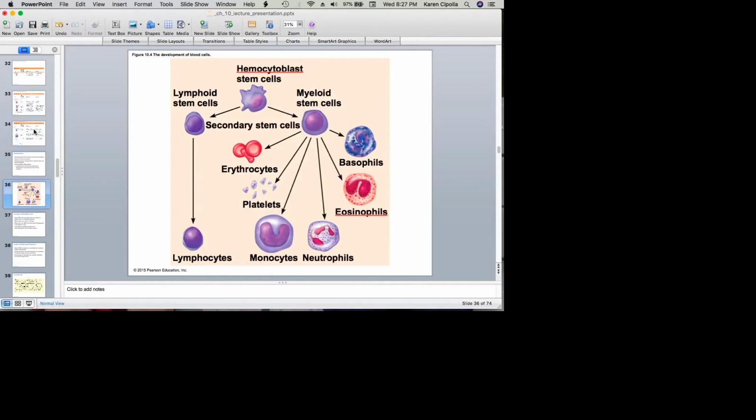So let's look at this. You've got your hemocytoblast here, and you've got your lymphoid stem cell that only produces lymphocytes, nothing else. Your myeloid stem cell produces all the other types of blood cells.